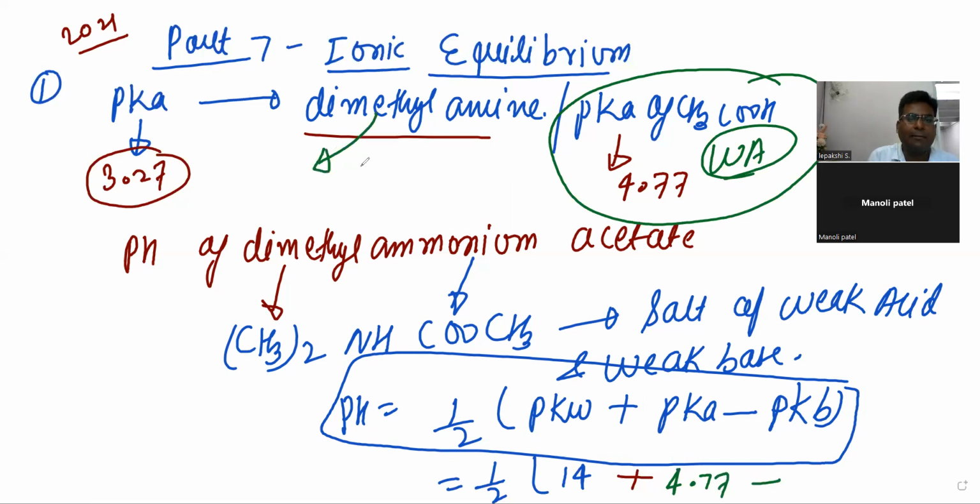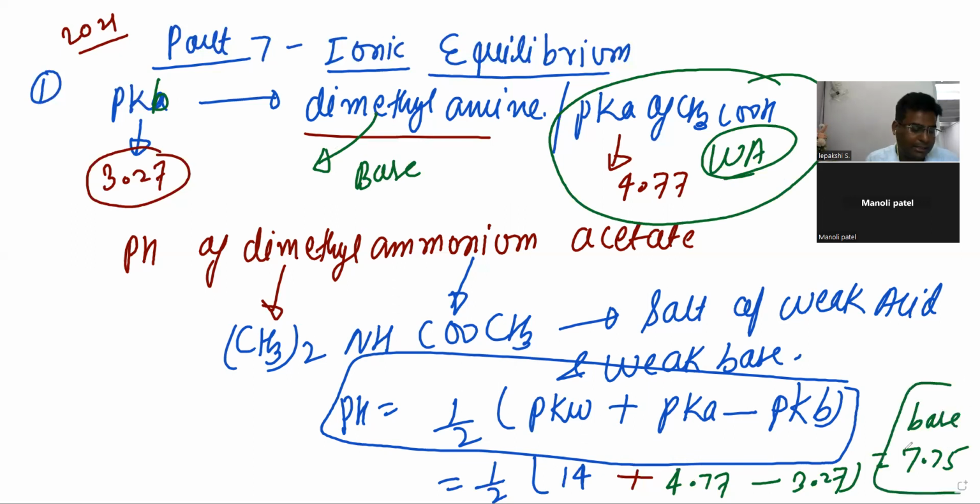This is acting as a base, so this will be the pKb. So put here minus 3.27. Now calculate this one, then you will get 7.75. So it is a little bit basic in nature. So this is the calculation of pH of dimethyl ammonium acetate.